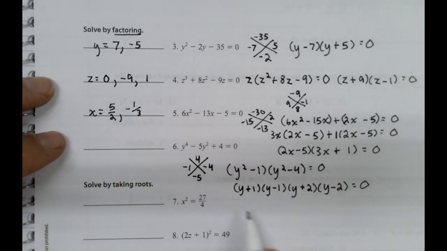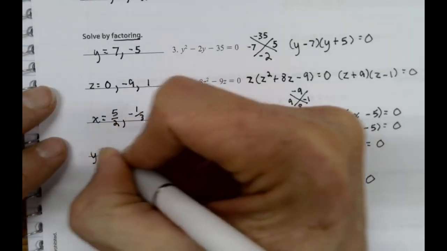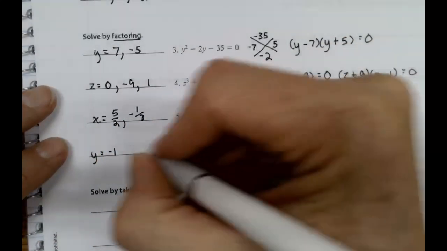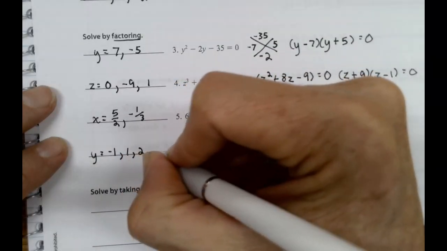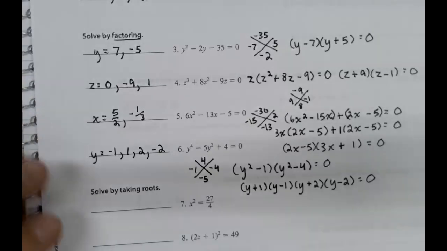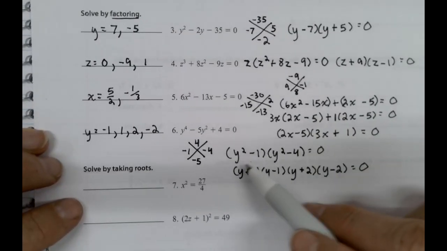Alright, so I'm going to get 4 answers for this. Negative 1, 1, 2, and negative 2. Now here's the deal. If you're looking at that and say, okay, how did I get these factors?